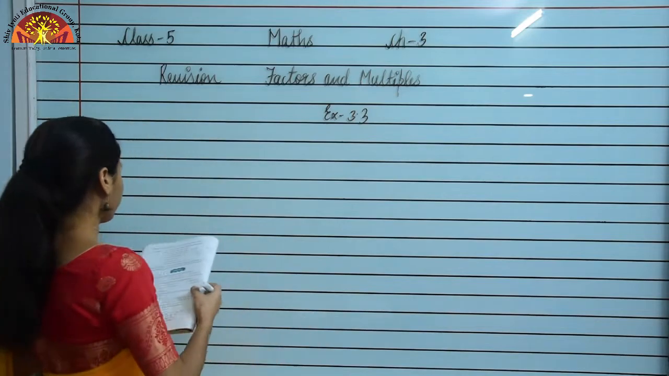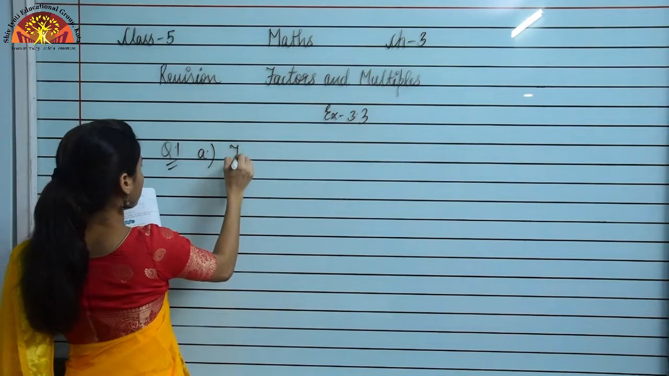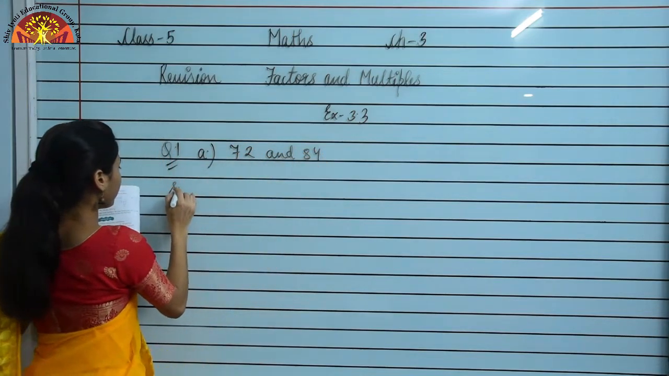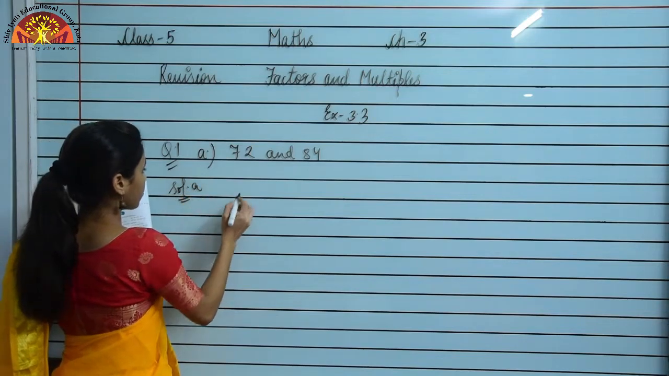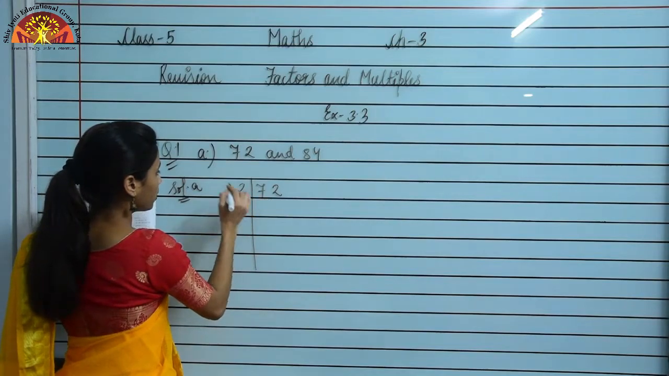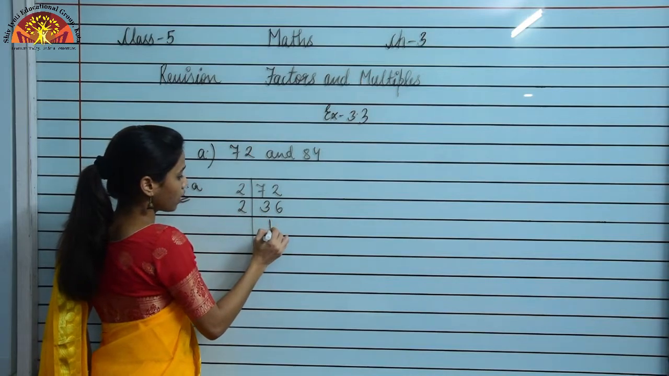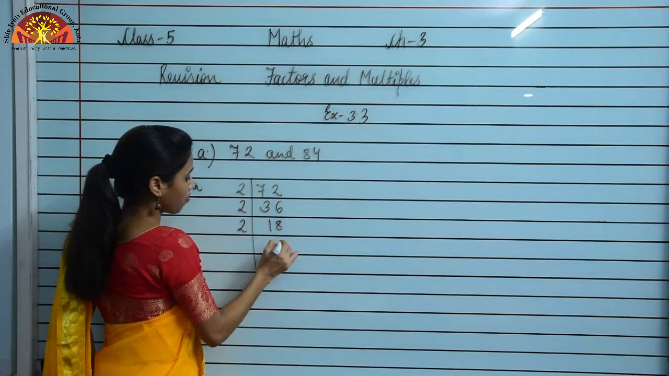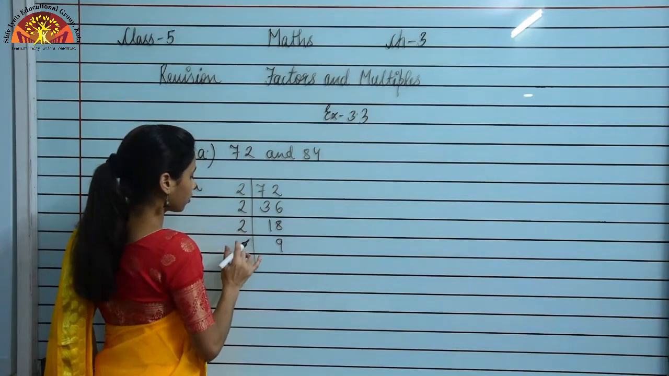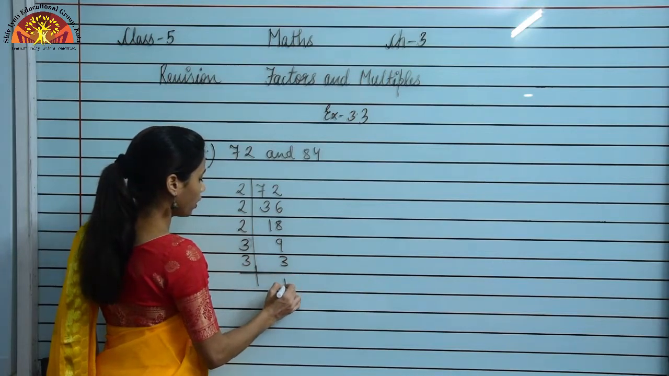Okay. Now A part is 72 and 84. Okay. Now I will find out the factors of 72 by prime factorization. Now see, it is divisible by 2 36 times, it is divisible by 2 18 times, it is divisible by 2 9 times, it is divisible by 3 3 times. Now 3 is divisible by 3 1 time.